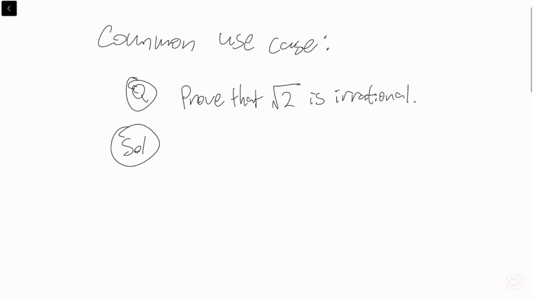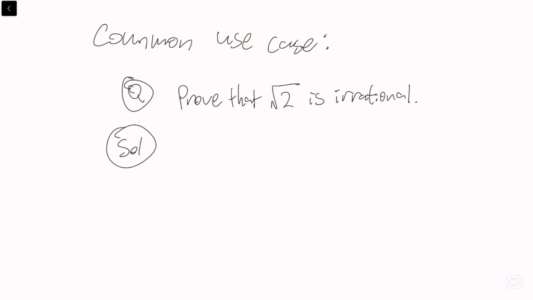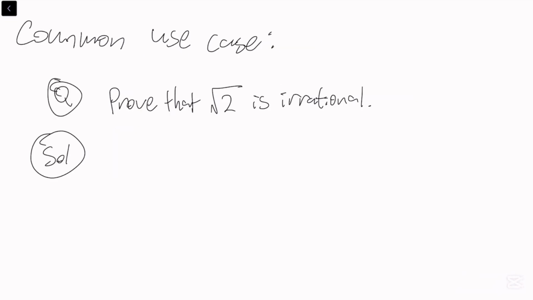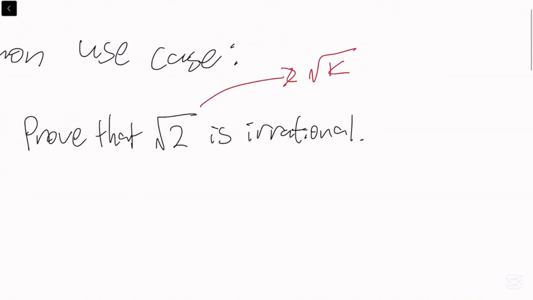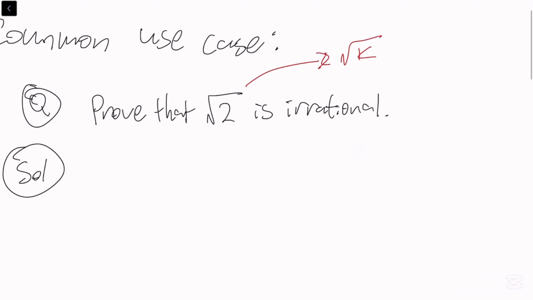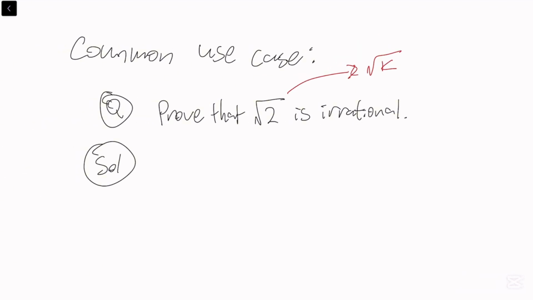Okay, so we're going to be looking at a common use case. This is one of the most famous uses of proof by contradiction, and is also likely going to be on your exam if there is a proof by contradiction question, because usually they will ask about proving that the square root of a number is irrational. Technically root 2 is the most famous case, but this can be generalized to any square root of k. I'm going to give you a few seconds to look at this question and see if you can work on it yourself.